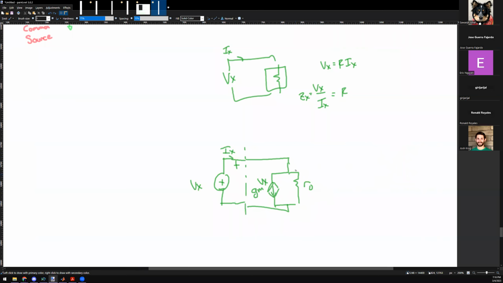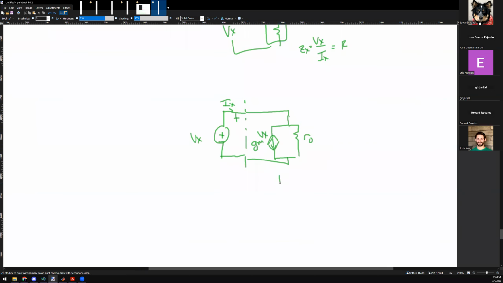So this is R naught, and what's the impedance of this one guy? 1 over GM. Yes, because here, let me explain why. What's Ix equal to? Ix is equal to GM Vx plus Vx over Ro from KCL here. Okay. Vx divided by Ix is equal to what? I factor out Vx and do the math it takes to get me the ratio. So here's GM plus 1 over Ro, and then Vx divided by Ix is equal to 1 divided by GM plus 1 over Ro.